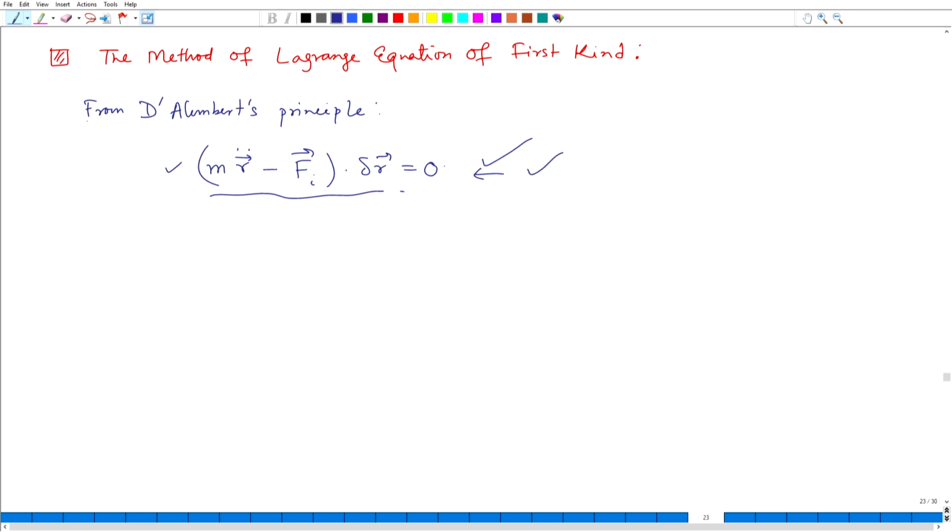Now, from D'Alembert's principle we can get this. Here we will do something much more interesting. We actually involve the constraints together with this equation. So, now we consider a constraint which is holonomic.